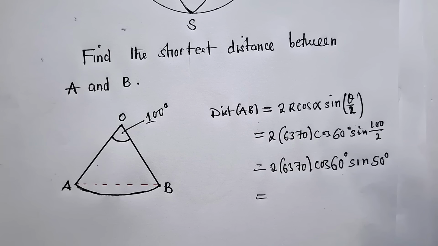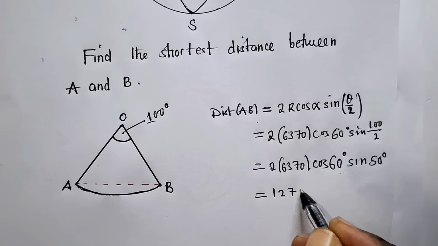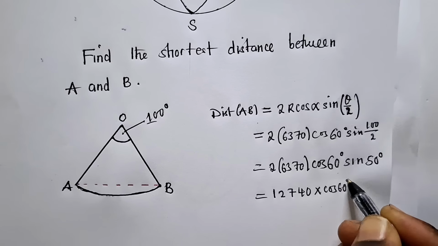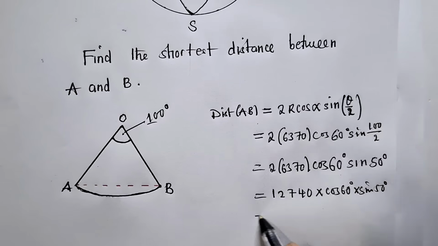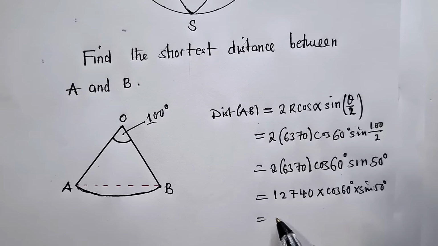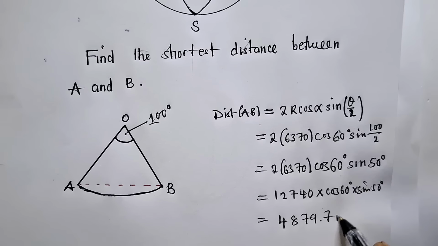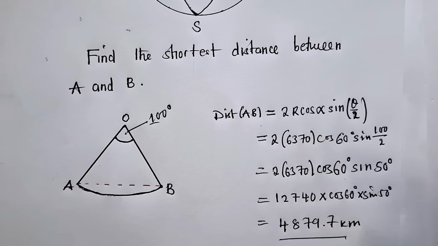So from here we can say 2 times 6370. This is giving us 12740 times cos 60 degrees times sine 50 degrees. So this will give us the answer to be equal to 4879.7 kilometers.